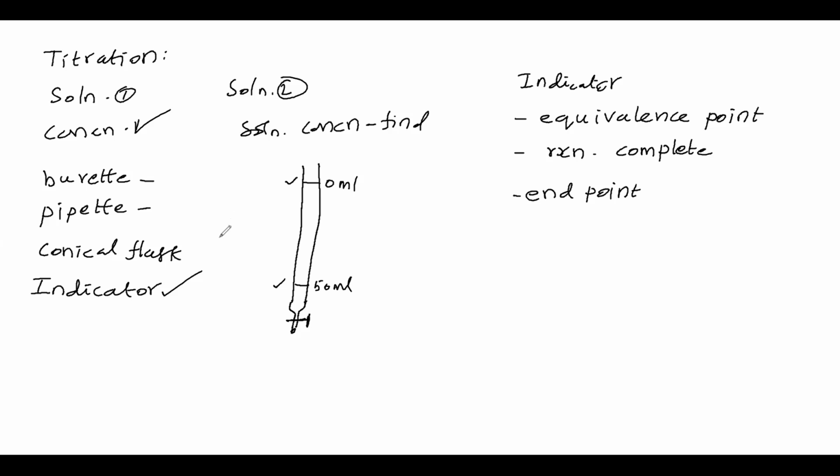Then redox indicators. One solution will undergo oxidation, another solution will undergo reduction. Then this titration is called a redox titration, and the indicator used in that case is called a redox indicator. So the types of indicators are like this. Now some of the indicators we will discuss. One of the indicators we are taking is the phenolphthalein indicator.